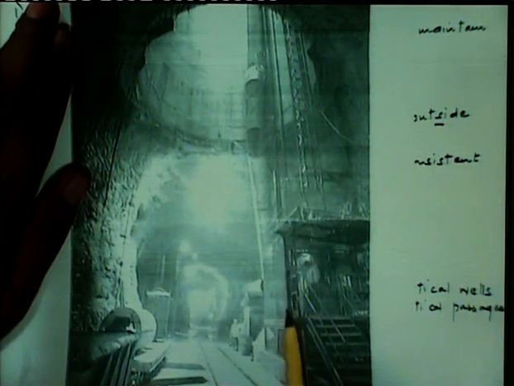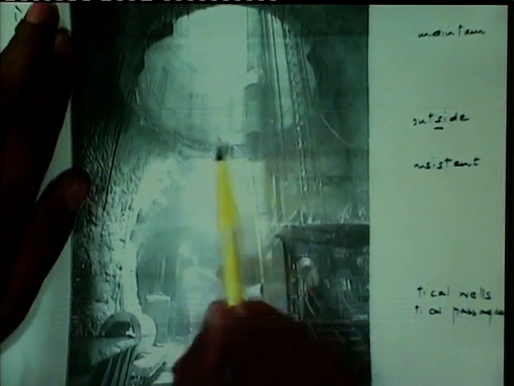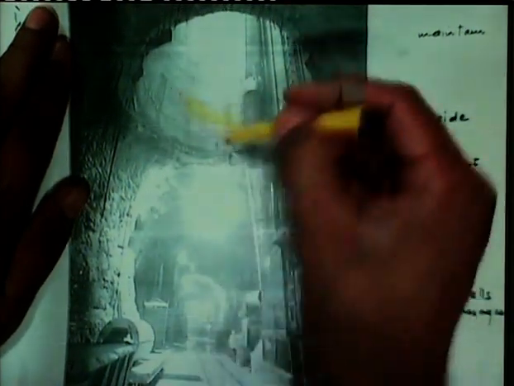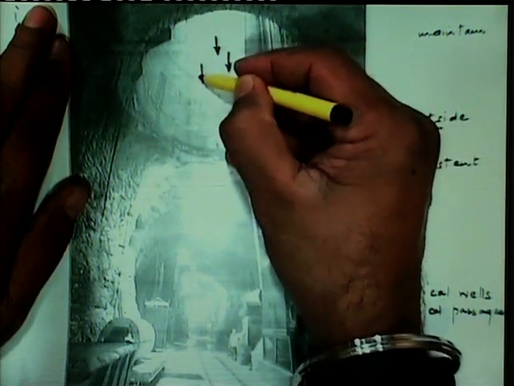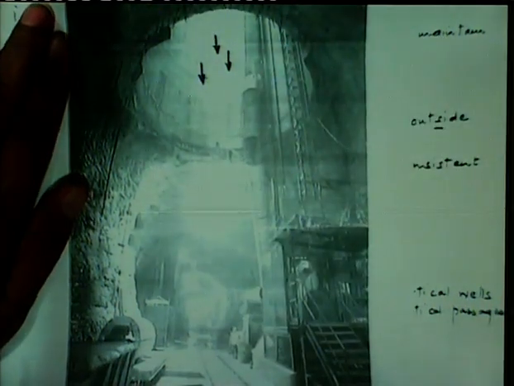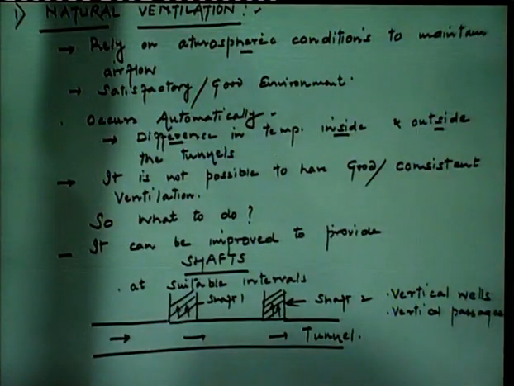So this particular diagram must be making clear to you how shafts give support to natural ventilation. The fresh air is coming out from this shaft. So this is something regarding the shaft system.